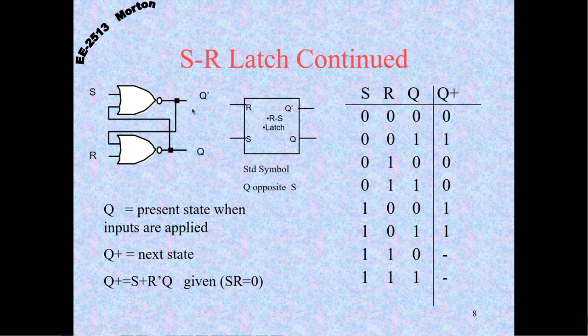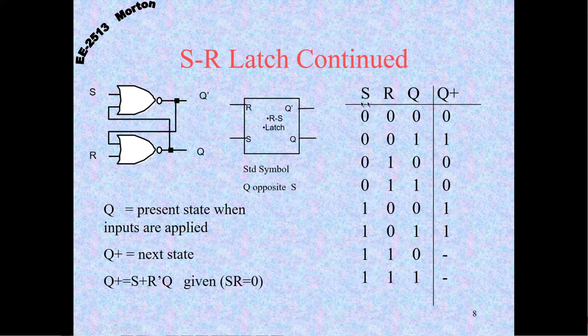But in the actual circuit, Q prime is on the NOR gate that S goes into, and Q is the output of the NOR gate that R goes into. But we don't really care about the details of the wiring when we write the schematic. So we usually write it like this. We usually write R and S like this, and then Q prime and Q, or you could write S and R, but normally we put Q opposite S because S is the set input, even though strictly speaking it comes out of the opposite or NOR gate.